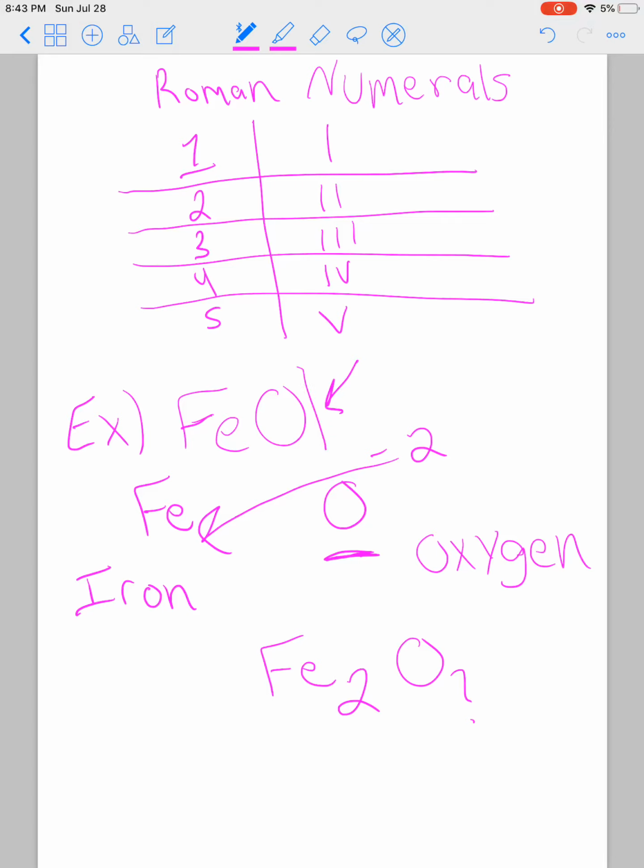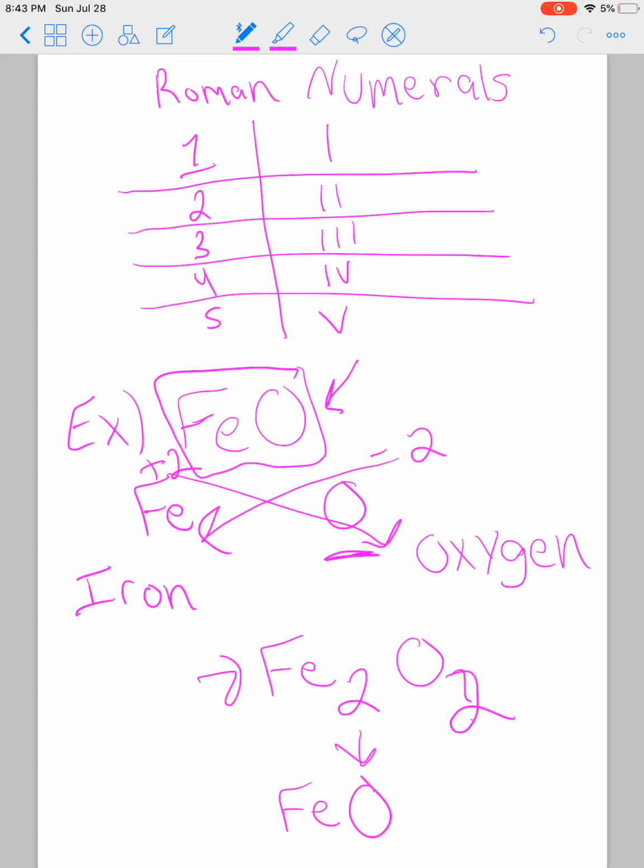Well, I know its final formula is FeO. Now remember, ionic compounds, you reduce to their simplest forms. So how can it go from Fe2 to just Fe1? Well, this one must have been a 2 as well. So that means iron must have had a +2 charge for that 2 to come down here to give you Fe2O2. And when it reduces to a 1-to-1 ratio, it's just FeO. So I now know iron's charge is +2 using that process.